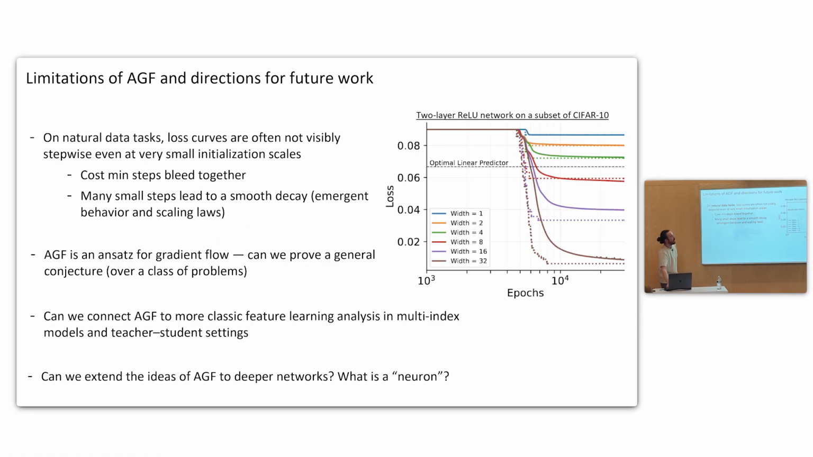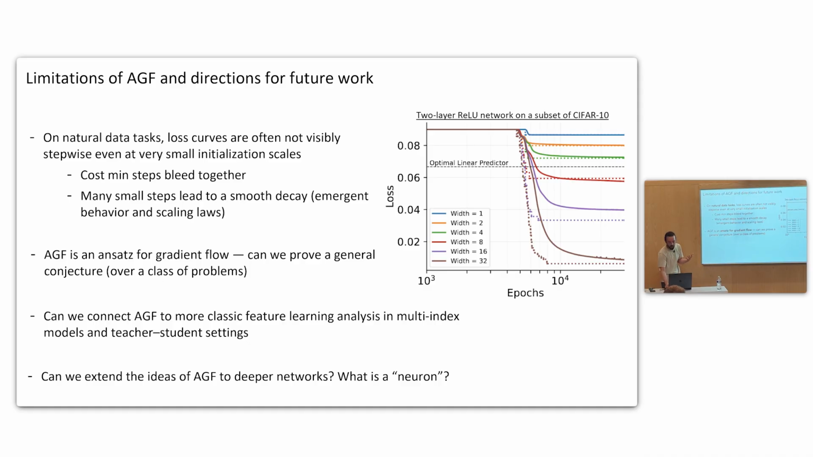And there are lots of things to go from here. In general, this stepwise behavior isn't always seen. Why is that? Is it because there are many small steps that lead to some smooth decay? Or maybe these cost minimization steps that we assume are really quick are bleeding together, breaking some of the assumptions of the analysis? My guess is both are true. It is an ansatz, and in only one setting, diagonal linear networks, can we prove that this ansatz is true.